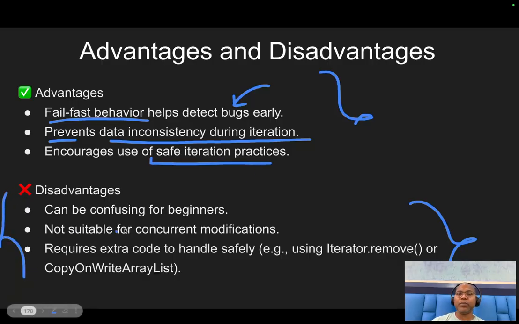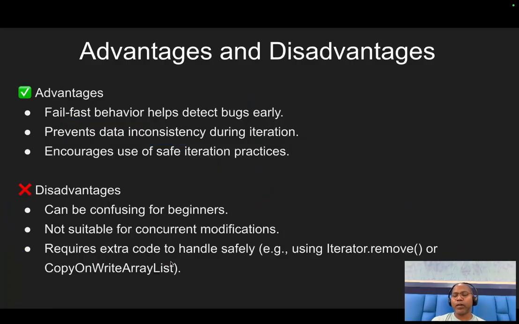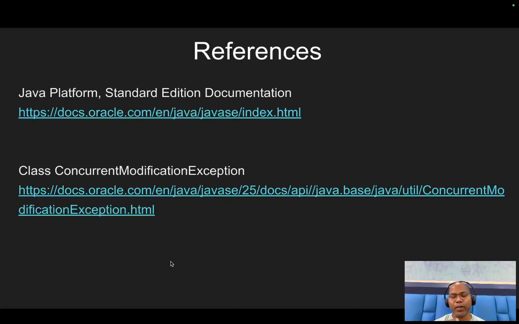What is the disadvantage of these exceptions? Initially it can be confusing for beginners how to handle this, the modification is not suitable for concurrent modification, and it even requires extra code to handle such exceptions. So these are some pluses and minuses with respect to ConcurrentModificationException, but as developers we should be aware of these collections and these iterators we have, and why to be careful.